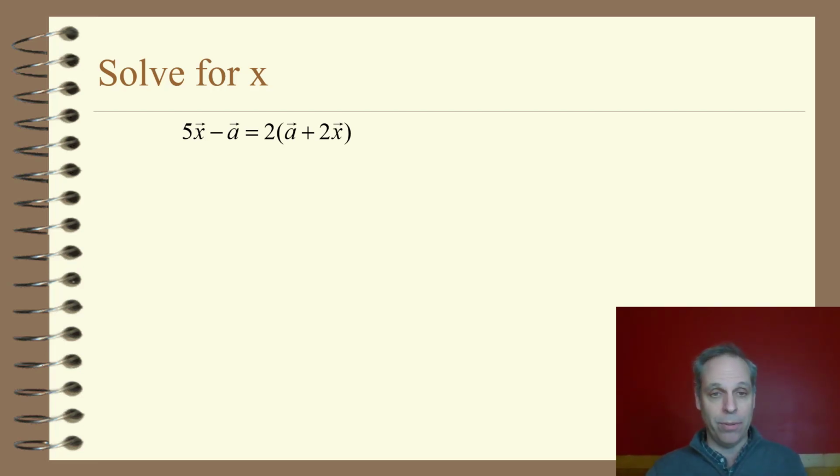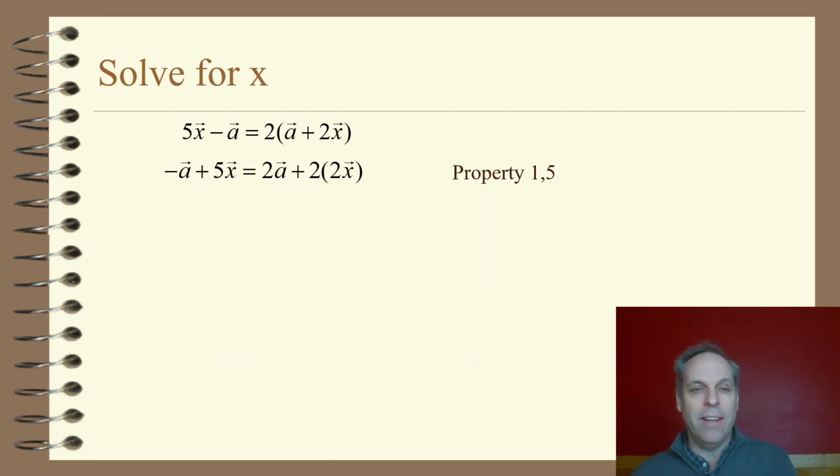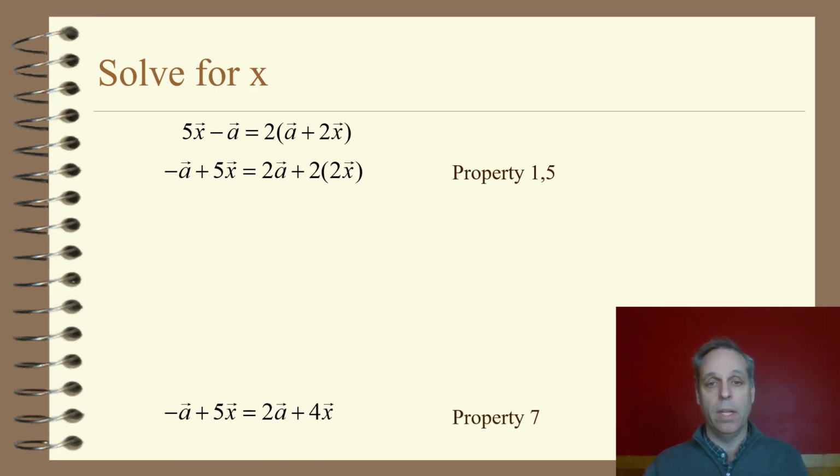So the first step is, I'm going to take 5x and minus a and reverse their order because of commutativity. I'll take 2 times the vector a plus 2x and I'll distribute it through. Notice, though, I didn't take 2 times 2 and make it be a 4 because that's a different property. So on the left-hand side, I use property 1. On the right-hand side, I use property 5.